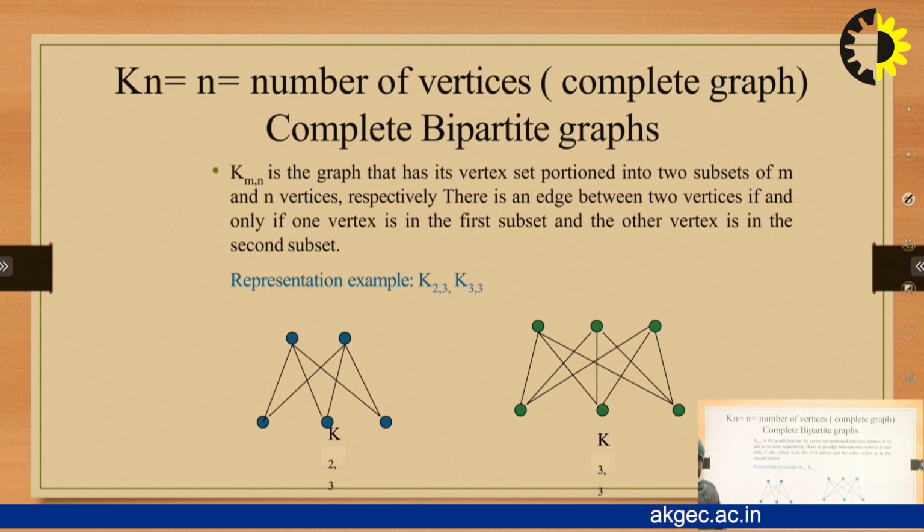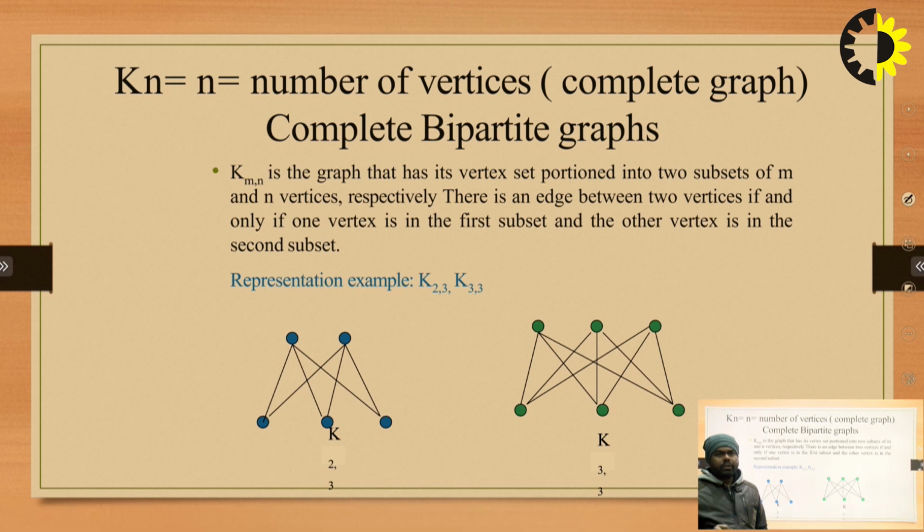Now the next is the complete bipartite graph. K_mn is a graph whose vertex set is partitioned into two subsets of m and n vertices respectively, and there is an edge between two vertices if and only if one vertex is in the first subset and the other vertex is in the second subset. This is the example of K23, which means two vertices and three vertices. These two are connected with all three.